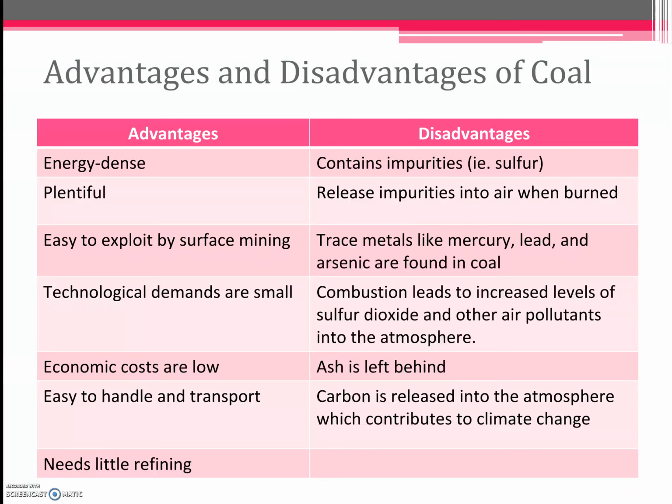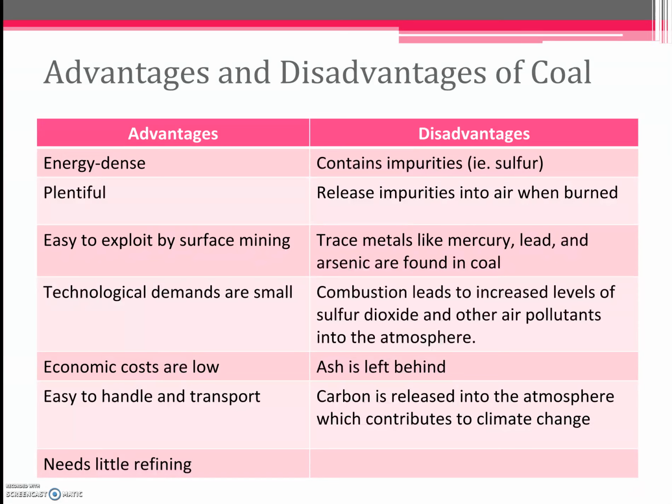Some of the disadvantages are there's impurities, and one of the big ones is sulfur. Sulfur will then put sulfur dioxides into the atmosphere, which will lead to acid rain. It combines with hydrogen, makes sort of an H2SO4. There's also mercury, lead, arsenic. There's lots of ash remaining, and it's going to put a lot of carbon dioxide into the atmosphere.